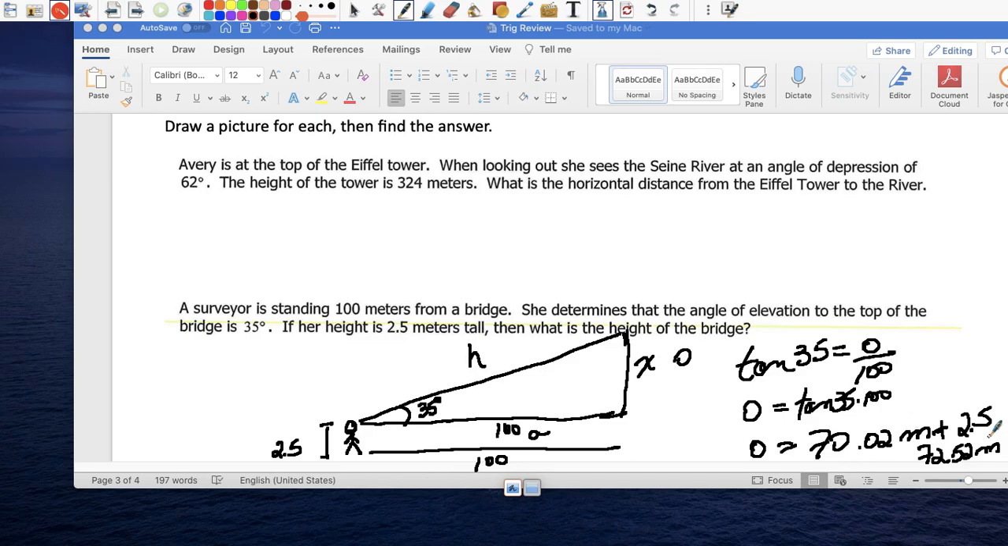I think. Give me a second. I think I have the answer somewhere here. Let me just take a look. Give me a second. No, I don't. 72.52. Give me a second.